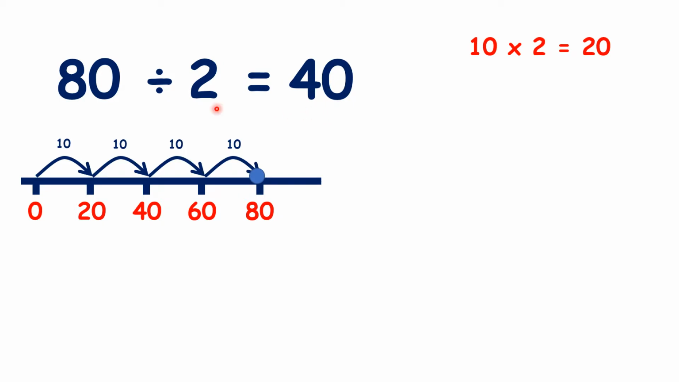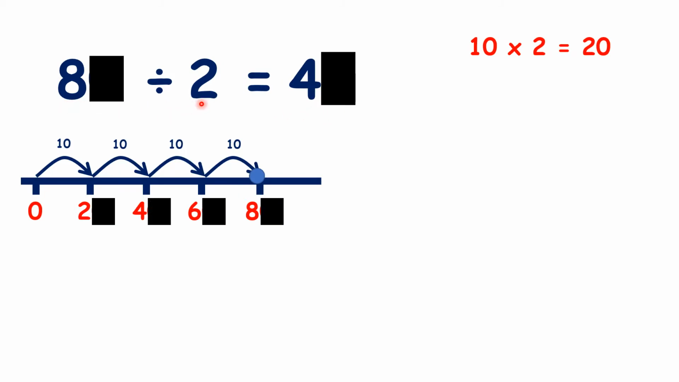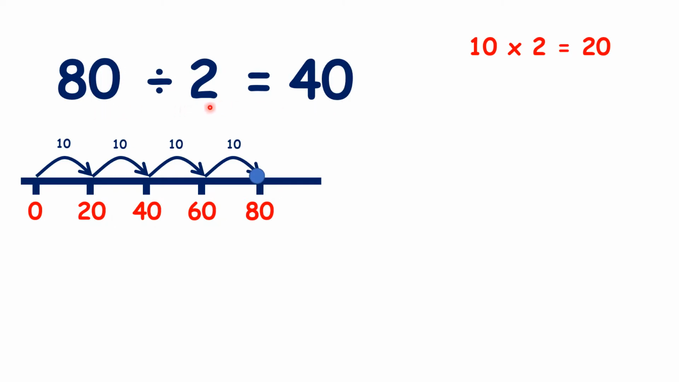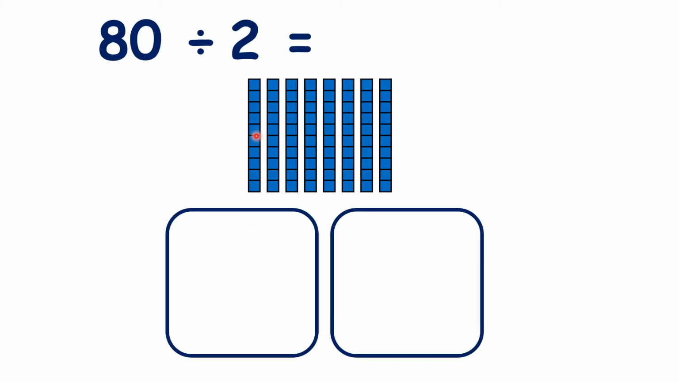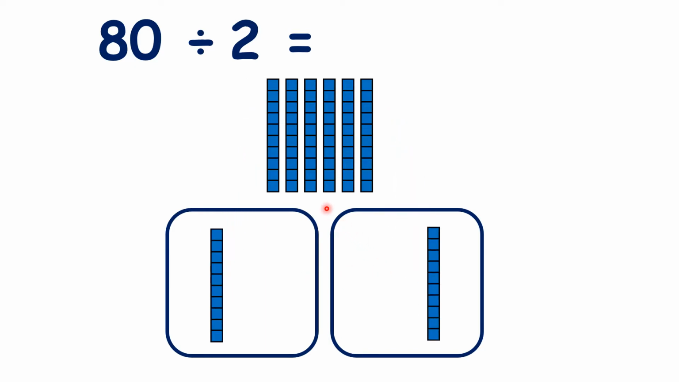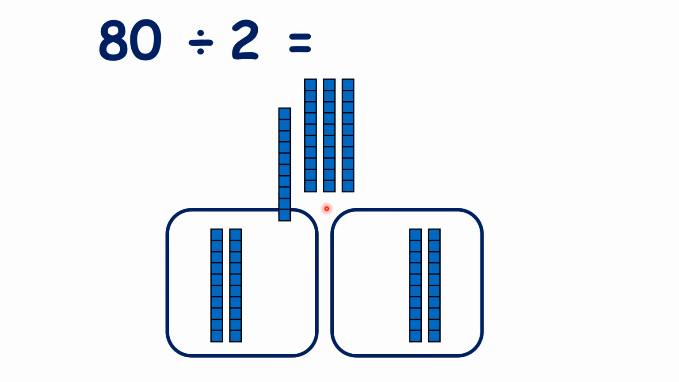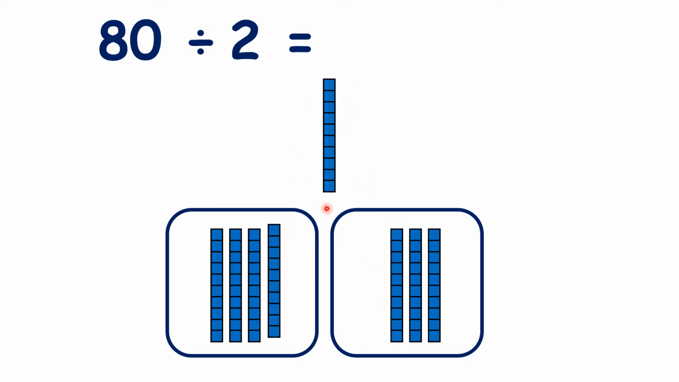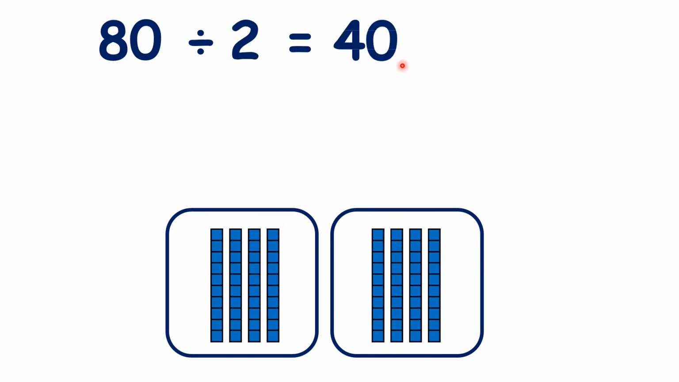And we can see that if we know that 8 divided by 2 is 4, then 8 tens divided by 2 is 4 tens. So 80 divided by 2 is 40. We could also think of 80 divided by 2 as sharing 80, so that's 8 tens, between 2 groups. When we do that, we can see that we have 4 tens in each group, so that's 40 in each group.